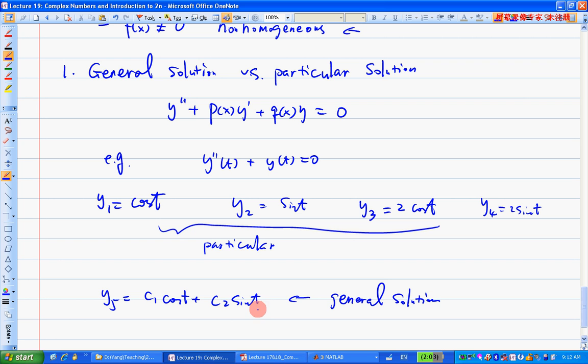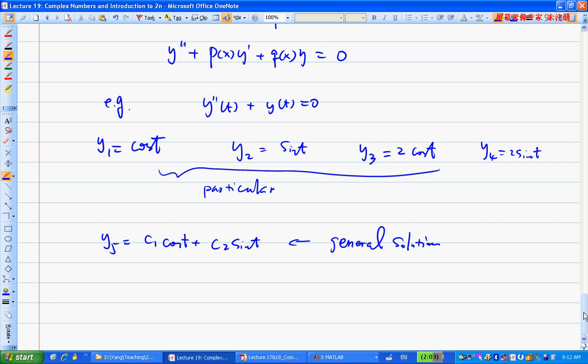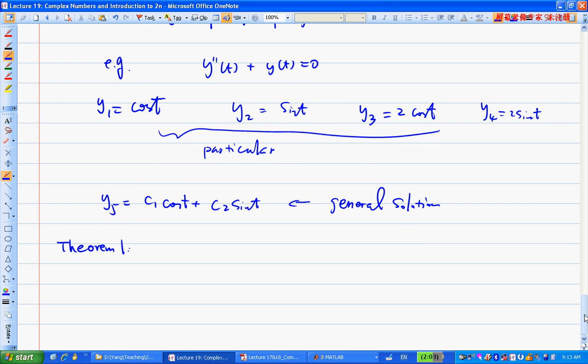Now you can see why it is called a general solution here. Just by visual check, it's not a very rigorous proof. But if I let c1 equal 1, c2 equal 0, I get y1, right? If I let c1 equal 2, c2 equal 0, I get this y3. So this is sort of the big pool there. So that naturally brings us to this first theorem.